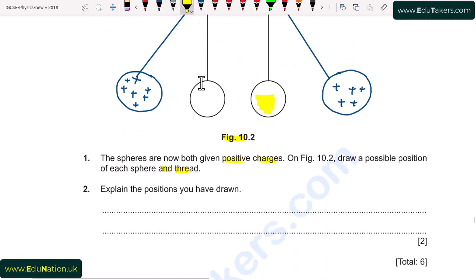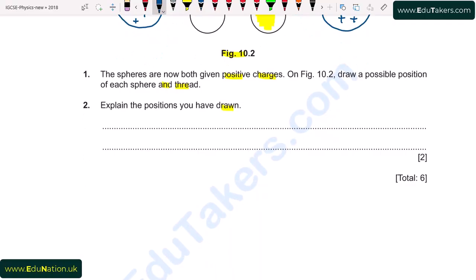Part 2. Explain the position you have drawn. So this position we have drawn is based on the concept that like charges repel each other. I write here: like charges repel each other.